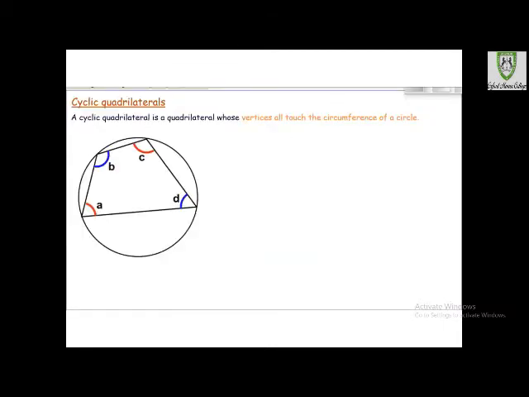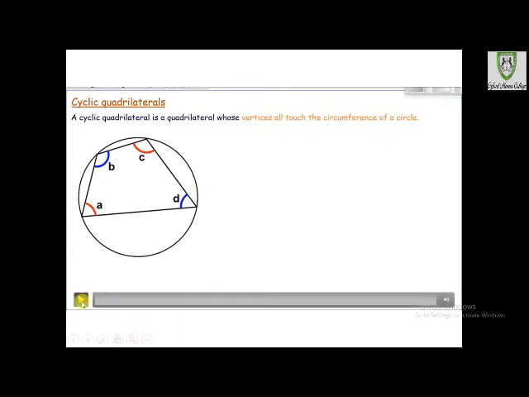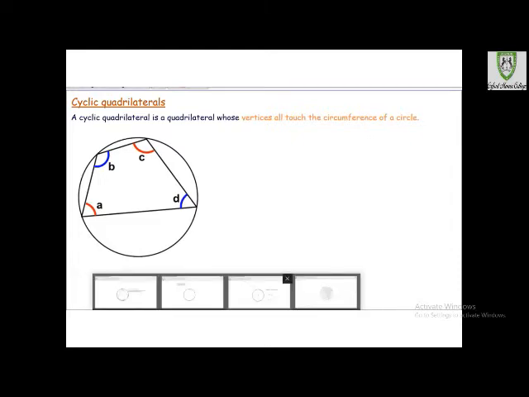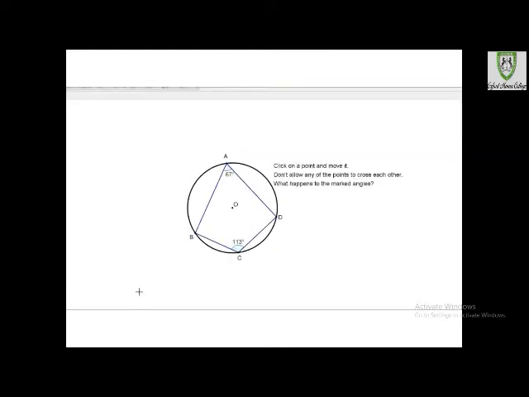Let's watch this video. A cyclic quadrilateral is a quadrilateral whose vertices all touch the circumference of the circle. So basically, this is a quadrilateral that's inside a circle and its vertices touch the circumference of a circle. Now, what you want to do here is to investigate the properties of these angles. So I'm going to use an application to explore the relationship between these angles.